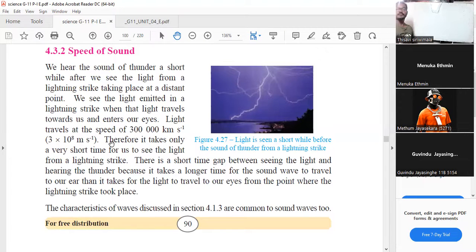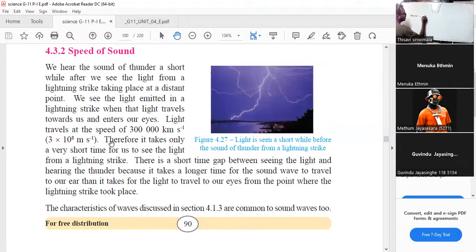Right. So now, when there's a lightning, first we see the light, then we hear the sound. So what is the reason? The reason is the speed difference of sound and light. So this is the speed of sound.